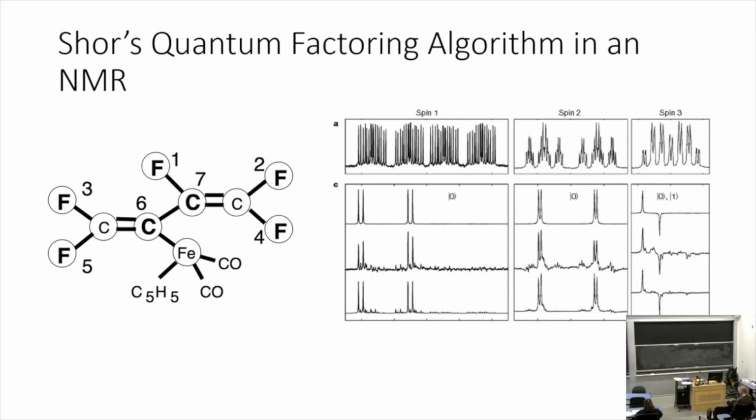So the qubits in this quantum computer are these 2 C13 labeled carbons and the 5 fluorines. Okay, so we have 5 19F nuclei, and we have 2 13C nuclei. All 7 spins in this system, what's kind of special about it is that they're very nicely separated in frequency, and they interact pairwise via J coupling.